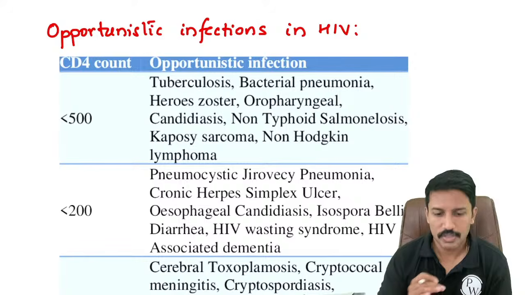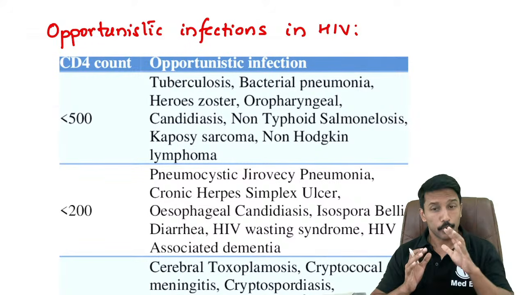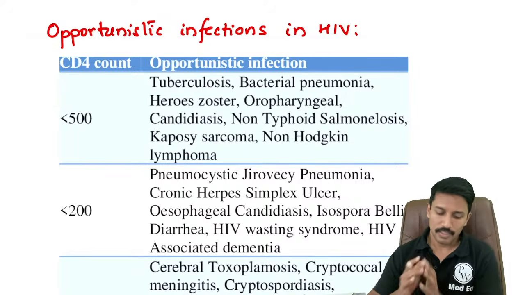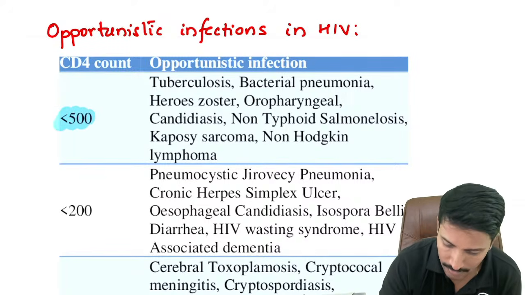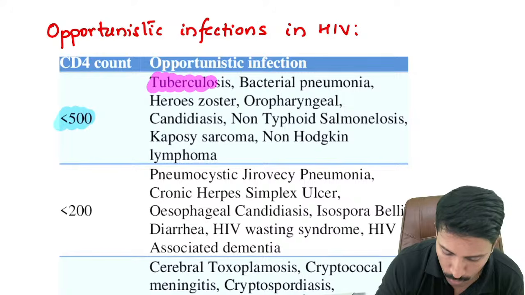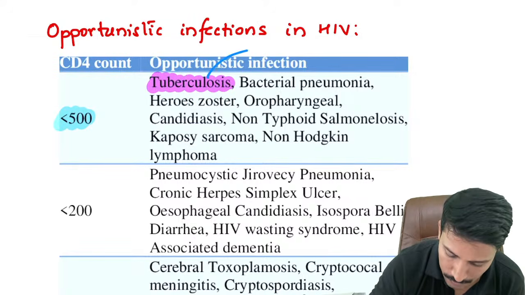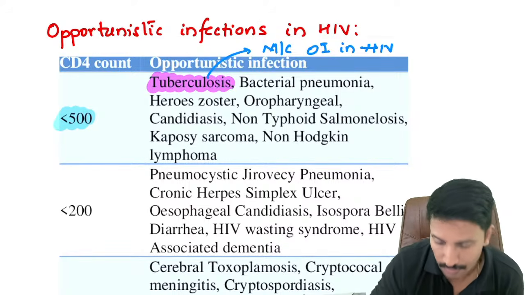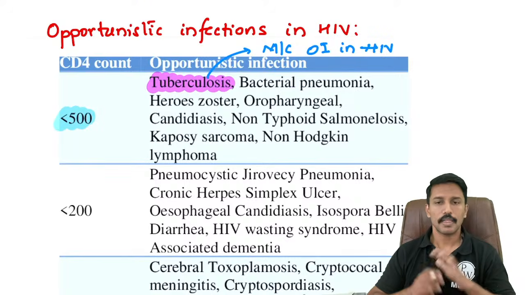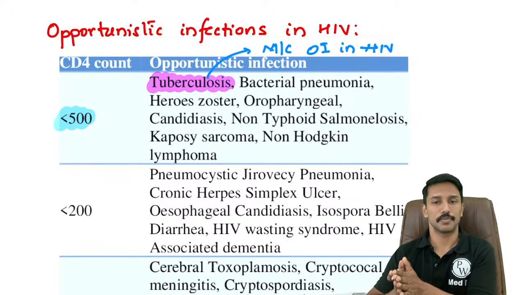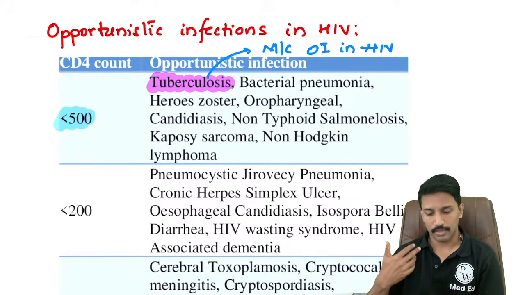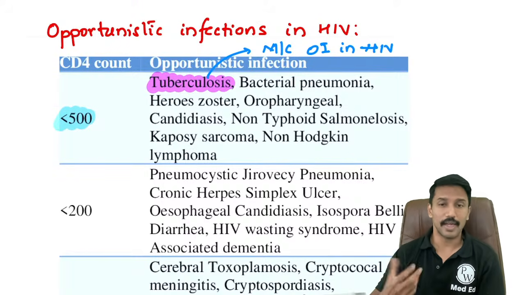Now, what are these opportunistic infections that we are talking about? Opportunistic infections are relatable to the CD4 count. Once the CD4 count is less than 500, there is a very high risk of developing tuberculosis. In fact, tuberculosis is the most common opportunistic infection in HIV patients. So that is why all patients with HIV should be screened for the presence of latent TB, and for the eradication of the latent TB, they should be given INH prophylaxis.